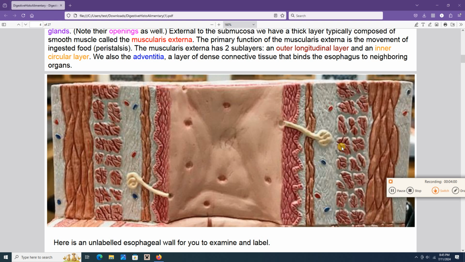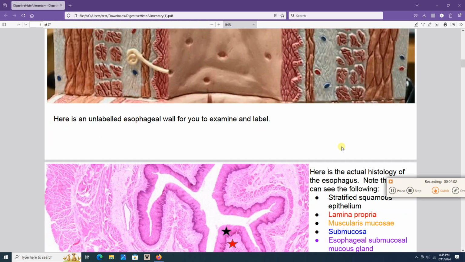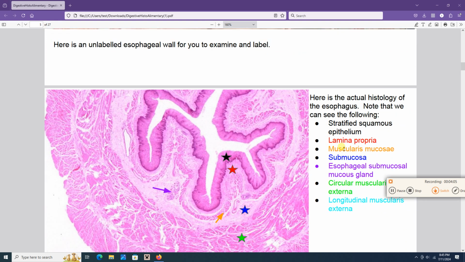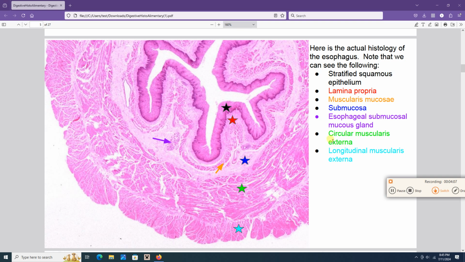All right, here's an unlabeled one for you to play with yourself. Now here is the real thing. Always looks exactly like the model. Well, you can figure stuff out though. Like here's my lumen, so I know this is my epithelium. Notice how the esophagus has like this collapsed lumen. That's pretty characteristic too. Epithelium is stratified squamous.